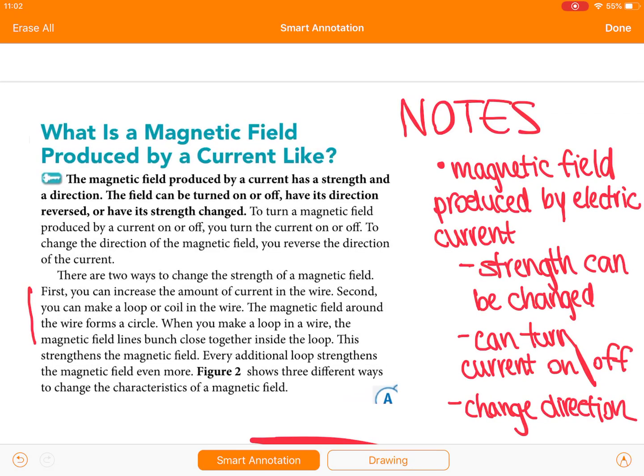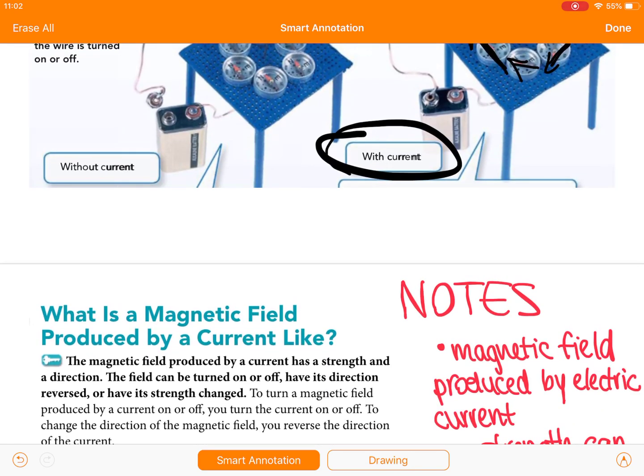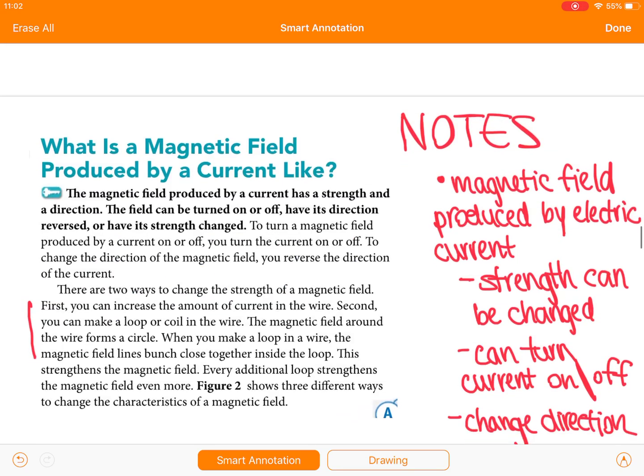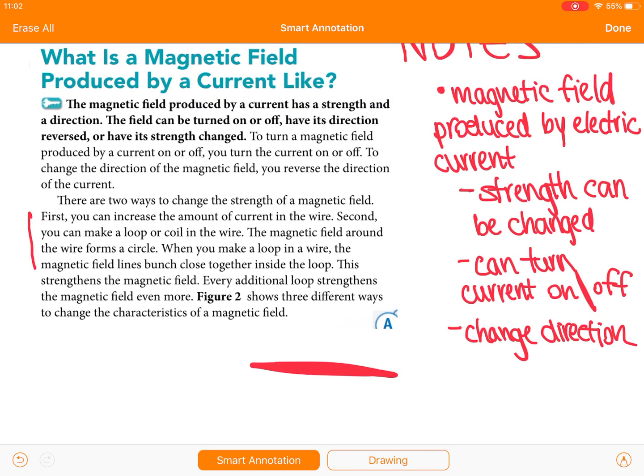Some really important things to note is that when we have a magnetic field produced by electric current, we have a lot of control over this scenario. We can change the strength, so we can make it a lot stronger, we can make it a lot weaker. We can turn it on and off just by disconnecting, which is what he's done here. He's just disconnected one lead, and that means that now we've turned it off. And finally, we can actually change the direction. So if we wanted to go in a different way, we can control that ourselves.